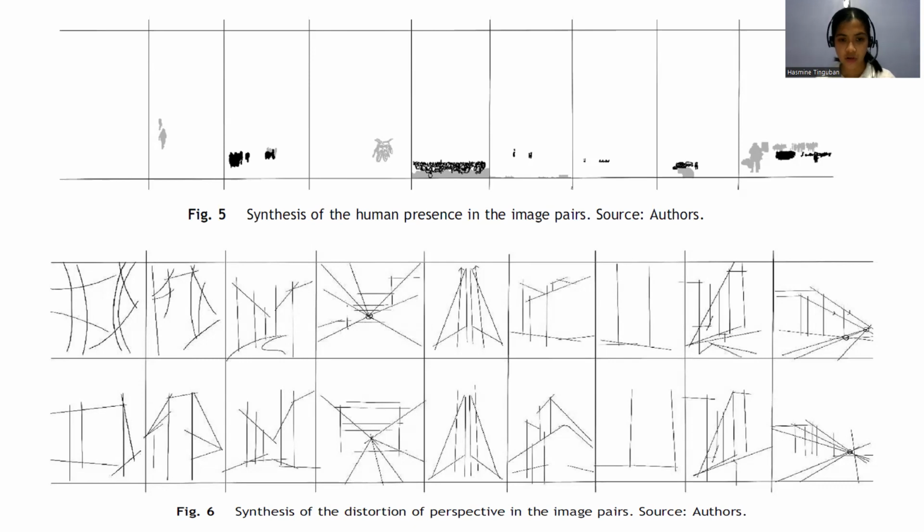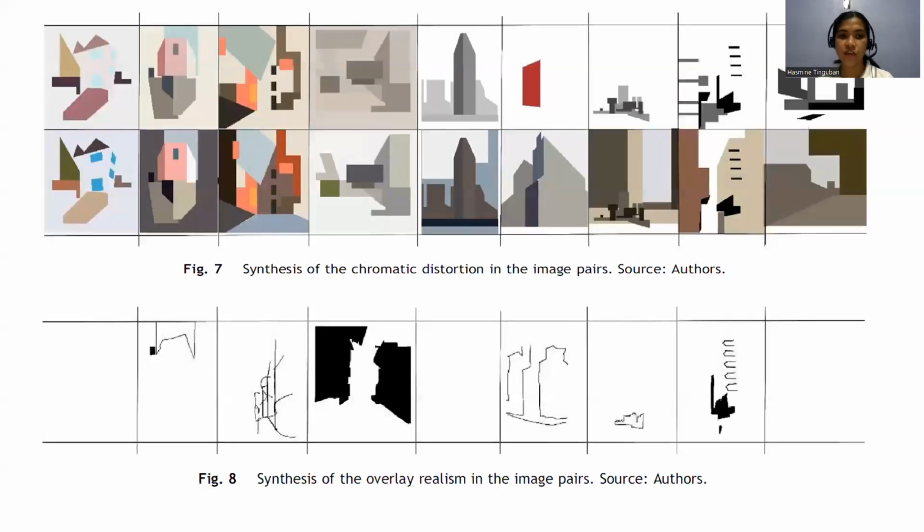And then the next figure, synthesis of the distortion of perspective in the image pairs. They divided the drawings into groups to show how much they changed the perspective from none at all to a lot. This measures how much the view was altered. Figure 7, synthesis of the chromatic distortion in the image pairs. So they look at how colors were used in the drawings compared to the photos and group them into categories from ignoring colors to making them very important.